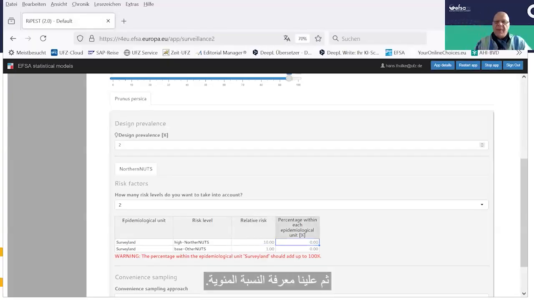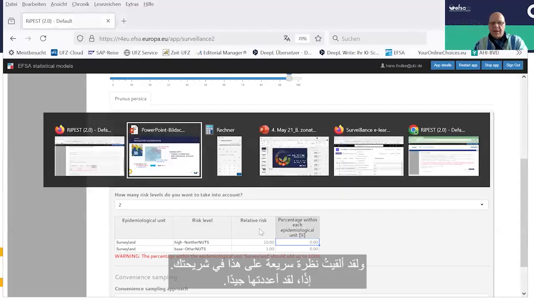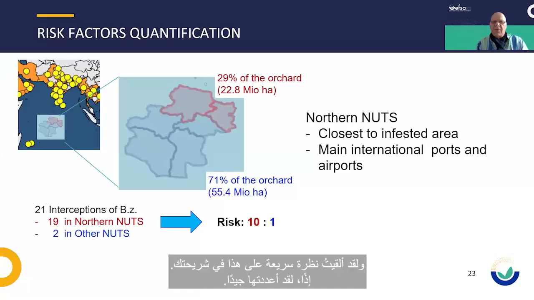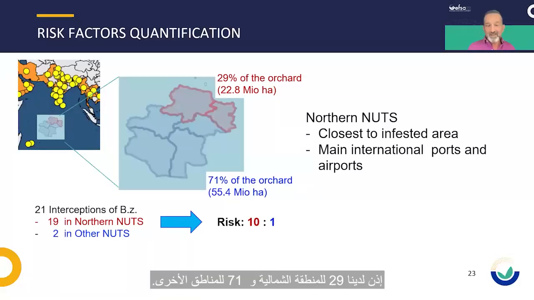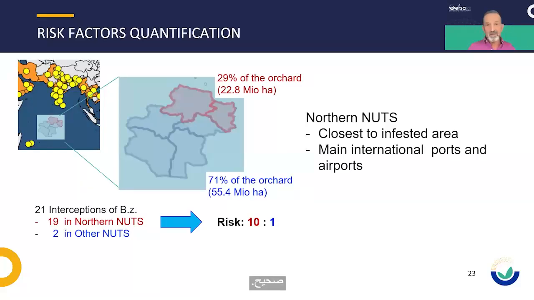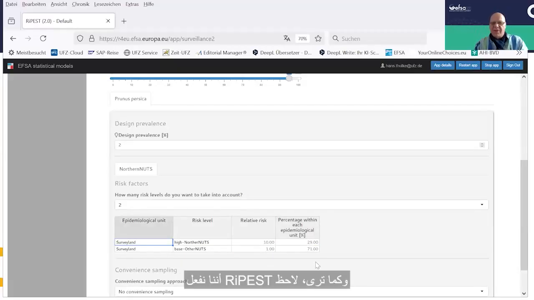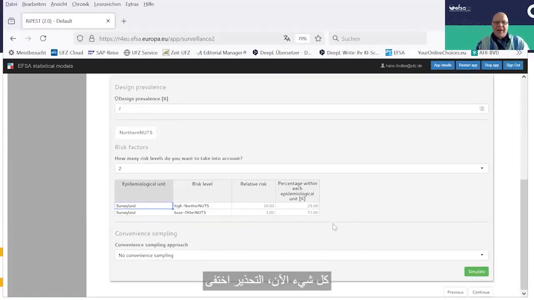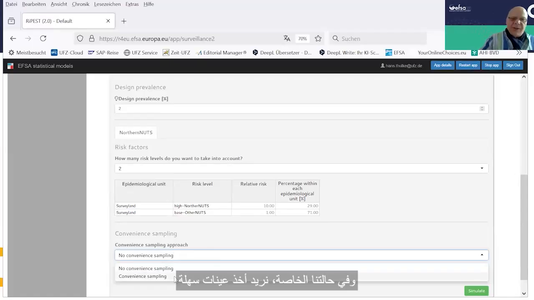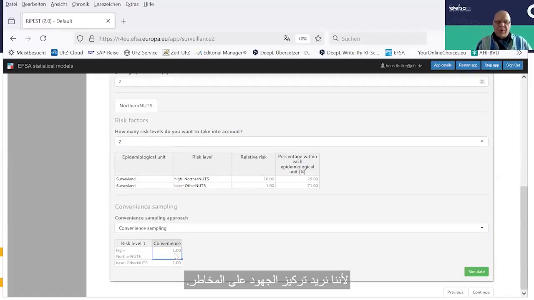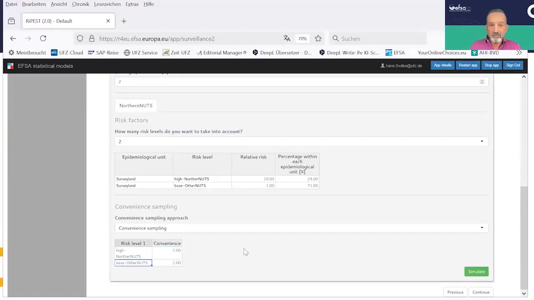Yes. And then we have to know the percentage. And I just glanced this on your slide, so you prepared it well. So we have 29 for the northern percent of the area and 71 for the others. Correct? That's it. Okay. So then we are quickly done here with a usually quite complicated problem. And you see, RIPES was observing that we do everything right. Now the warning has disappeared. And in our particular case, we want to have a convenience sampling because we want to focus effort into the risk part of our epidemiological unit. So now we are through.